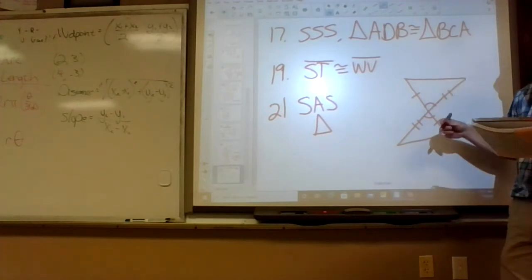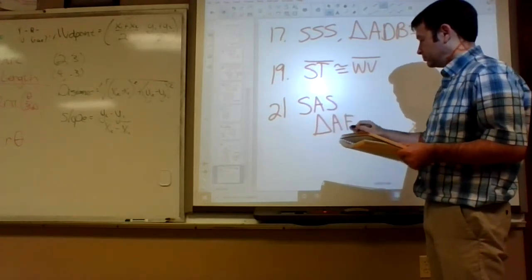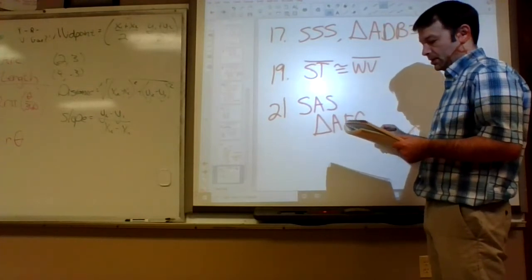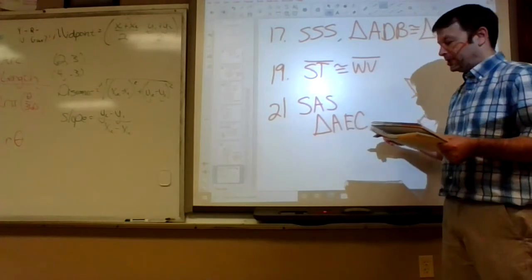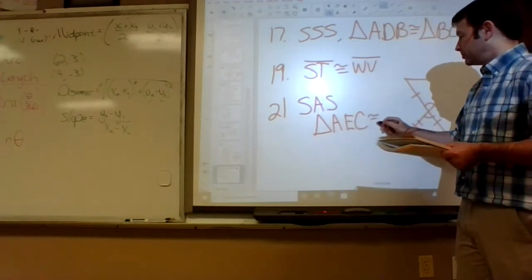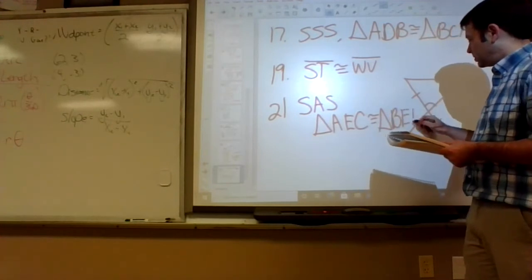Triangle AEC is congruent to triangle BED. AEC, AE matches BE, right? So AE is congruent to BE.